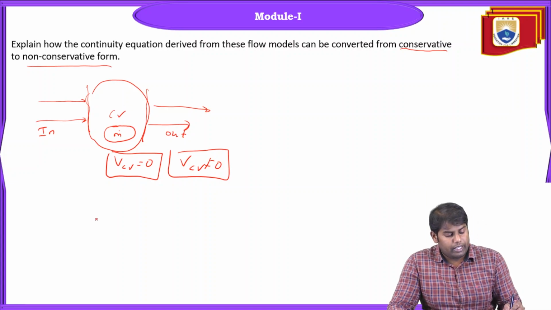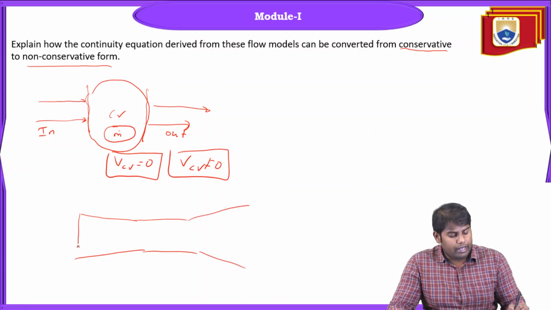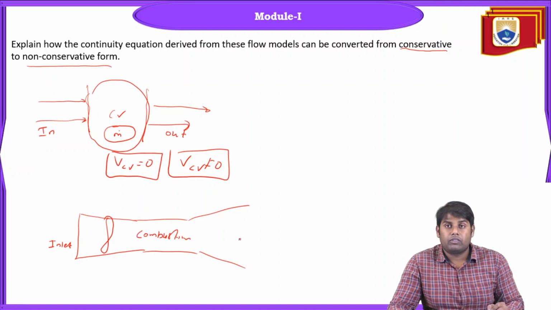So an example is like, you can take it as an engine. So let's say you have the inlet for the engine. Let's say you have a compressor here. Okay, let's say you have combustion, and let's say you have an outlet.